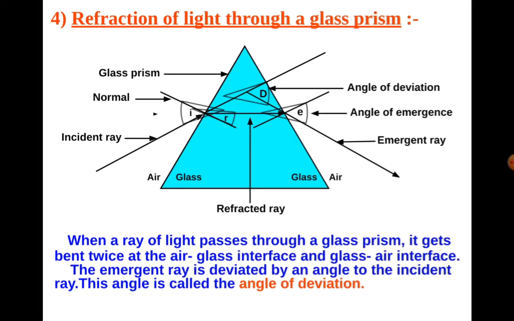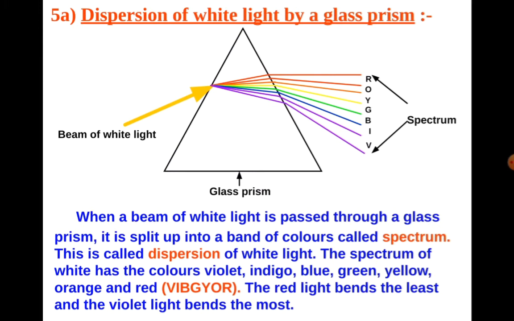In this topic, the words given here, angle of deviation, show that the emergent ray is deviated by an angle to the incident ray, and the angle is called the angle of deviation. Okay, the next topic we are going to learn is dispersion of white light.